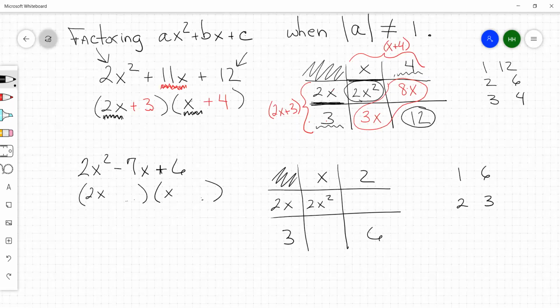Now, I got my x times my 3. I'm going to make it a negative 3. Negative 3 times x, negative 3x. Negative 2 times 2x, negative 4x. See what happens here now? Those two sum to negative 7x. Negative 3 times negative 2 is positive 6. So everything aligns. So my factors become 2x minus 3 and x minus 2.